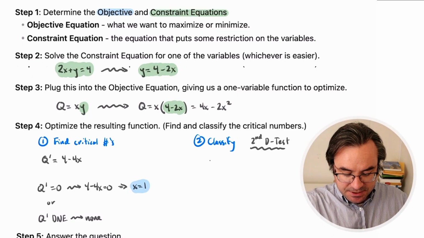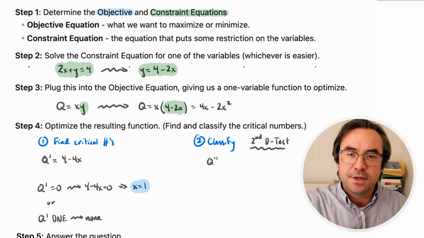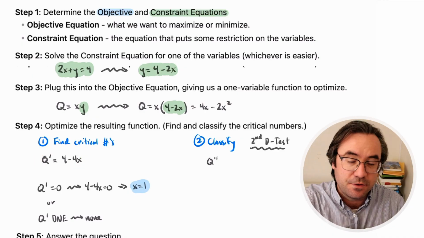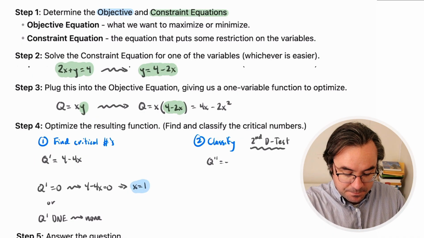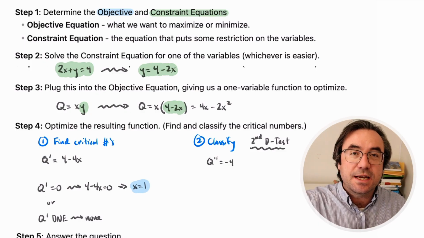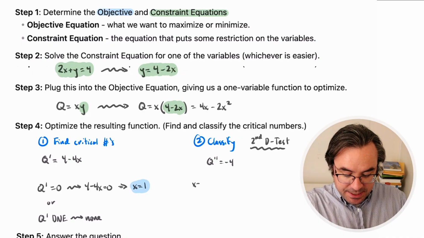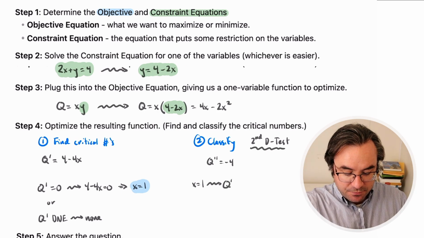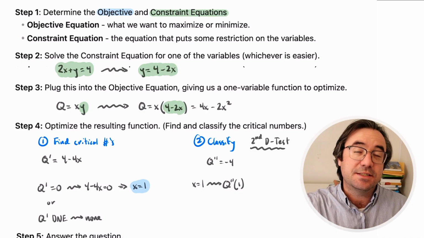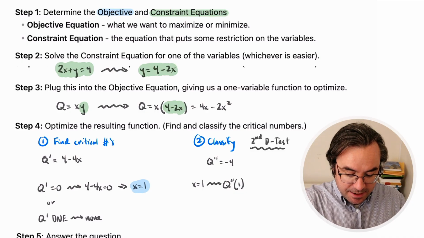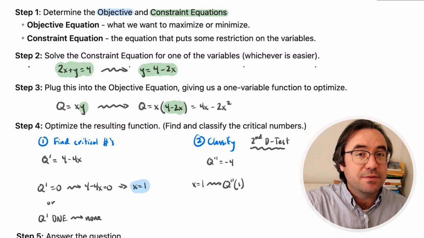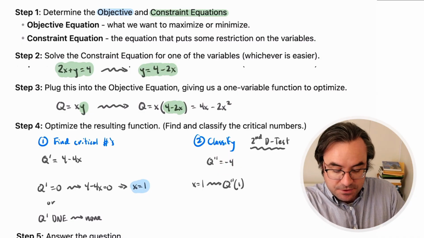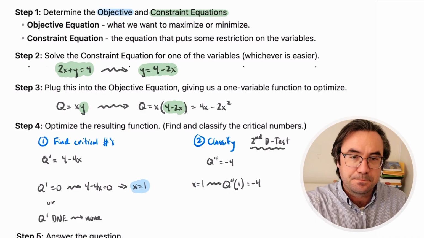And as the name suggests, in order to do that, we need our second derivative. So if we differentiate our first derivative, we just get -4. How the second derivative test works is we take the critical number that we want to classify, and we plug it into our second derivative. We evaluate it at x equals 1. The second derivative is constant, so no matter what x value you plug in, you're always going to get -4 out. So the value here is -4.